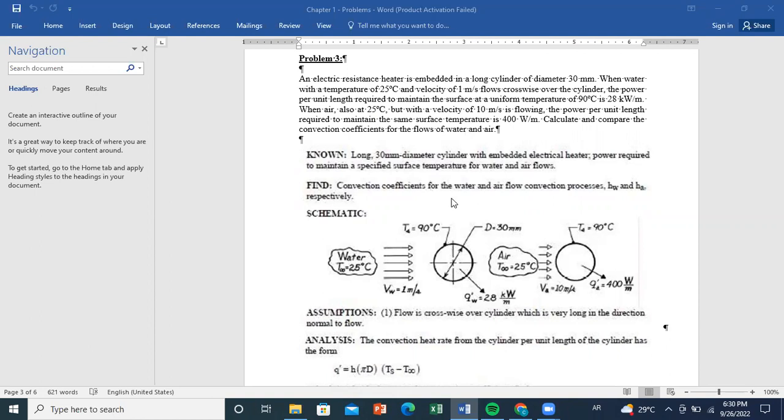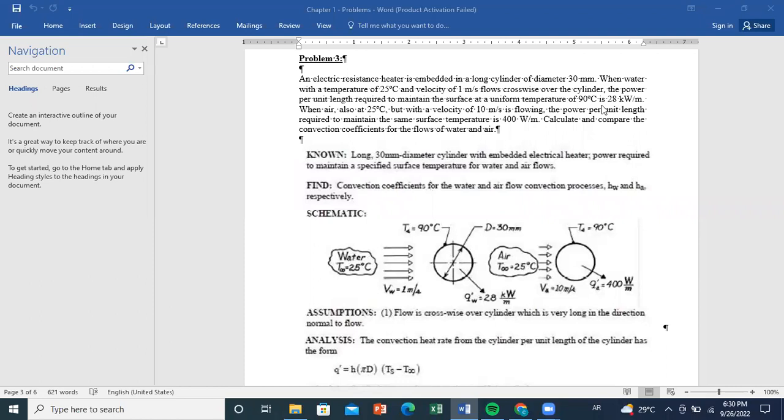Already from the given, we can expect the results because even if we have a much higher velocity for air, the power needed to maintain a constant temperature is much larger than the one for water. And this is due to the high convective coefficient of water compared to air. And we can calculate this by equations.